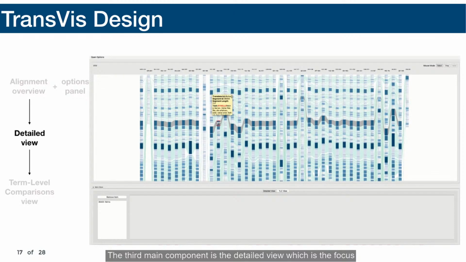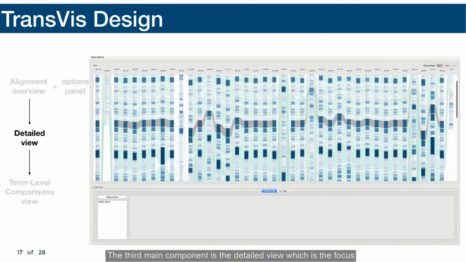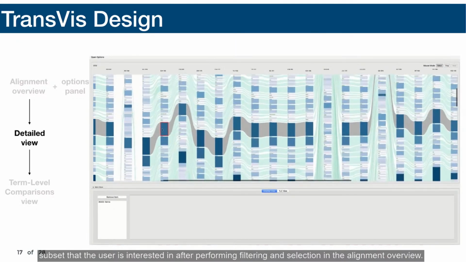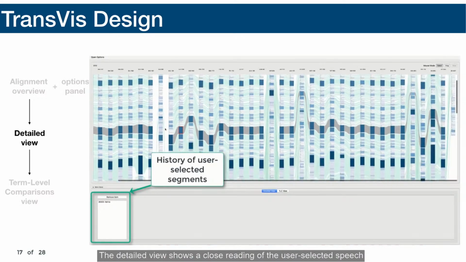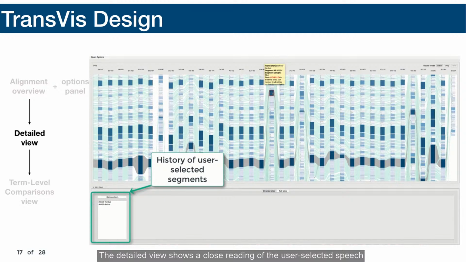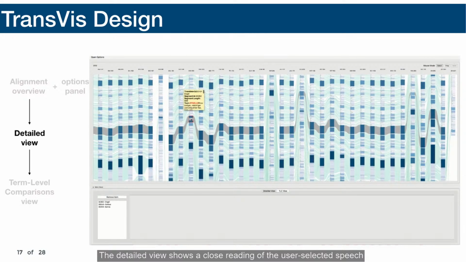The third main component is the detailed view, which is the focus subset that the user is interested in after performing filtering and selections in the alignment of a view. The detailed view shows a close reading of the user selected speech along with the aligned translations.